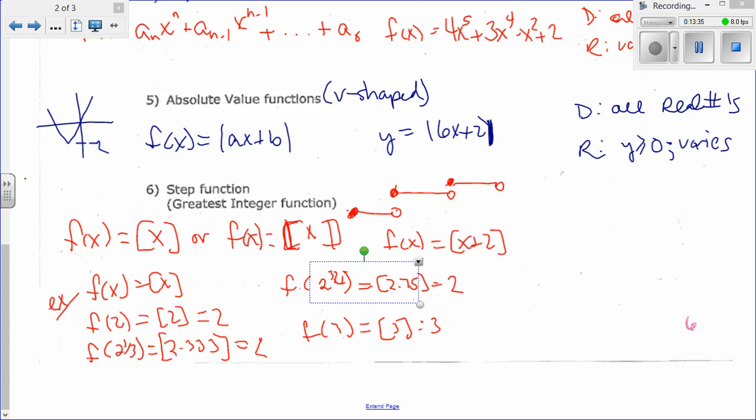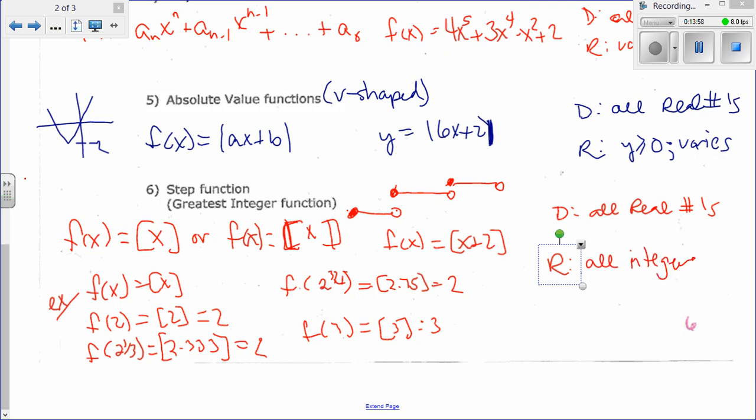For these, my domain is all real numbers again. And my range, I'm using multiple values. It's just not inclusive. However, it is all integers, because my answer always has to be an integer. And in case you don't remember what an integer is, they are positive and negative whole numbers and 0.